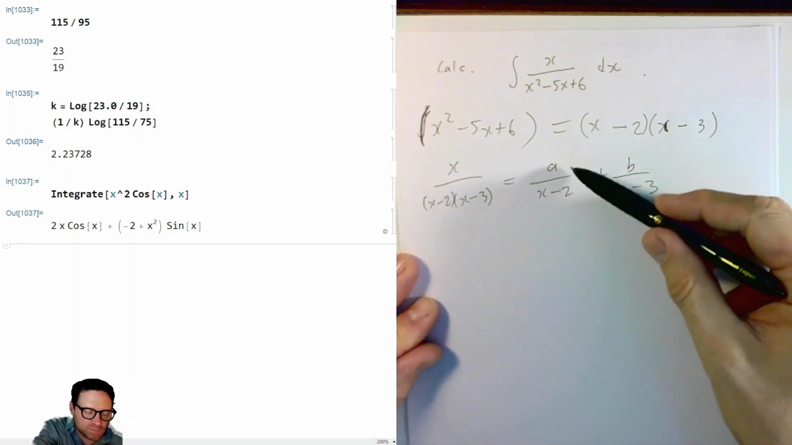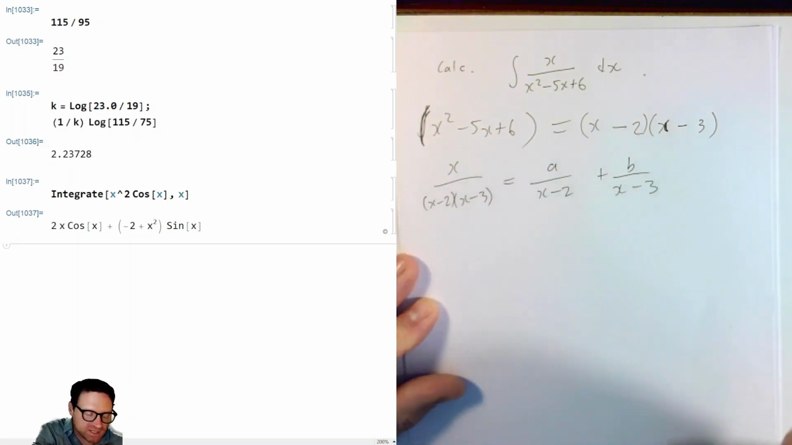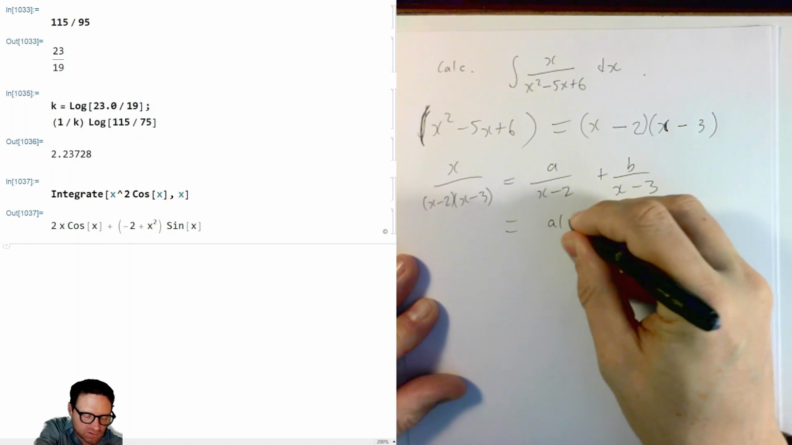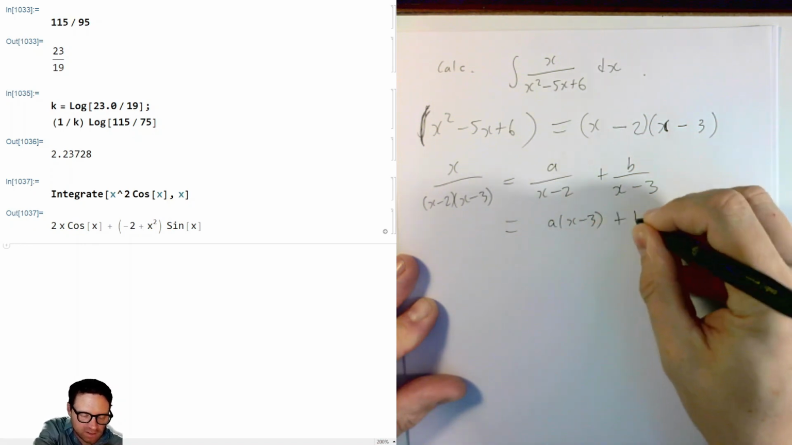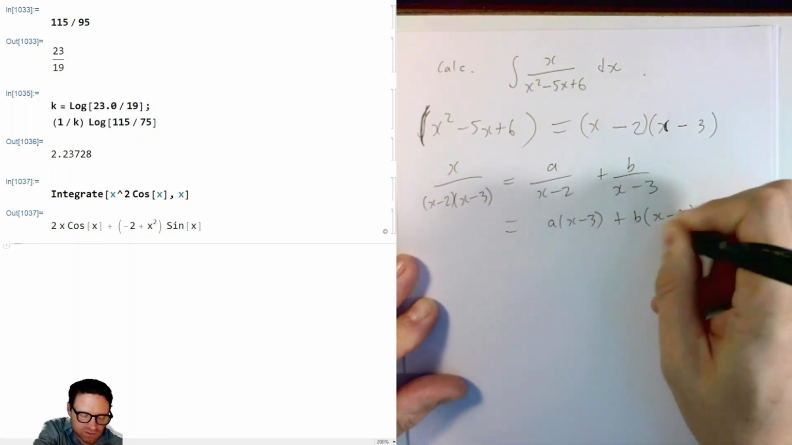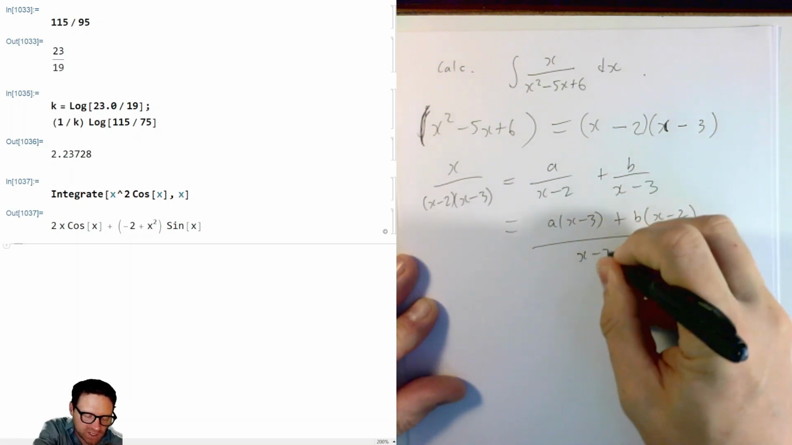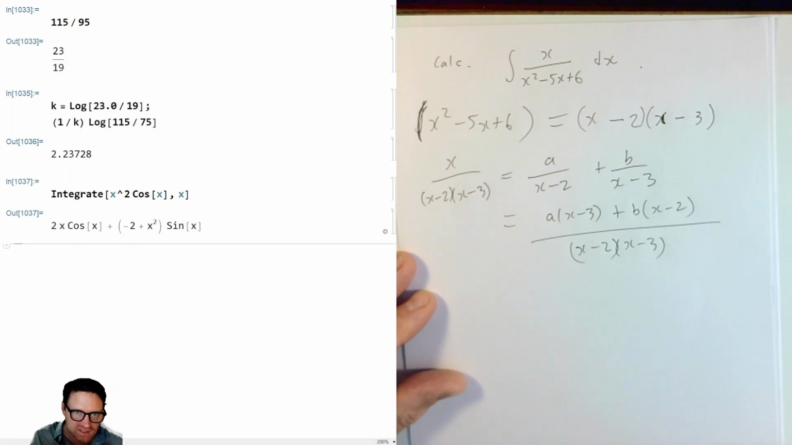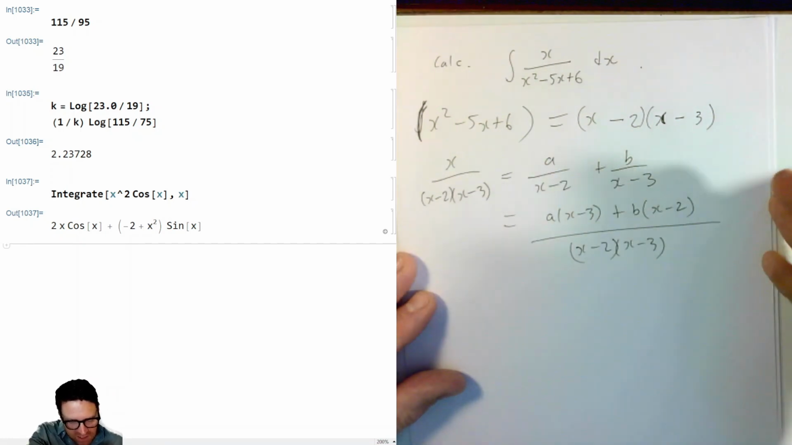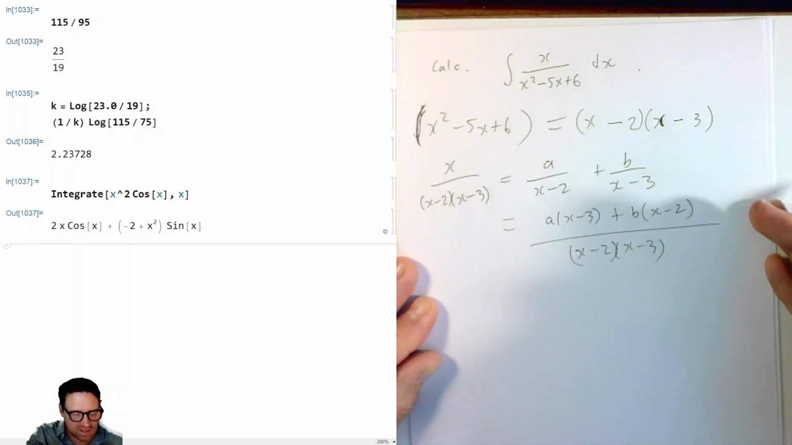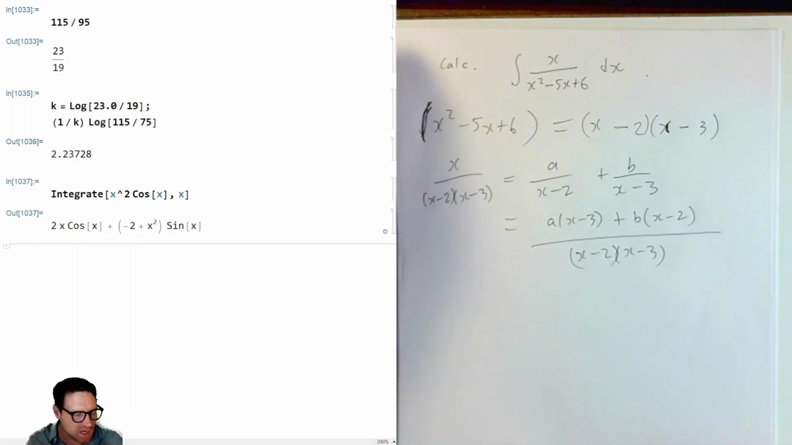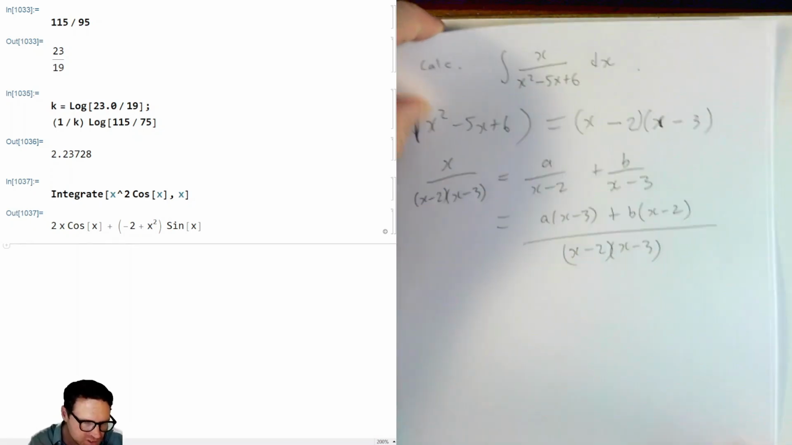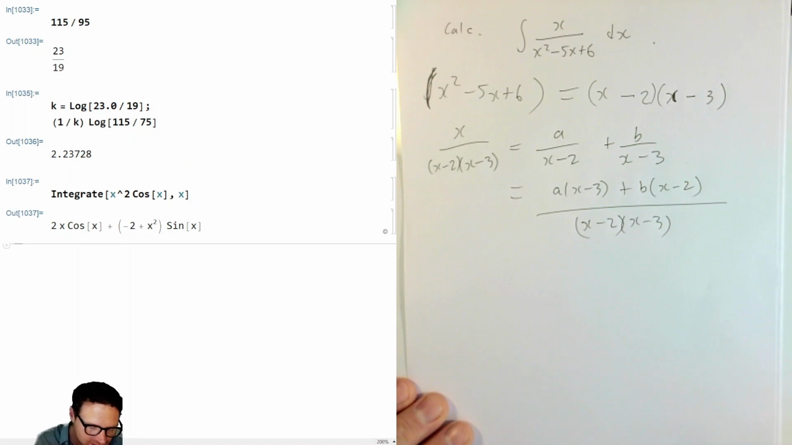Alright, so we multiply the left one on top and bottom by x minus 3. So we have a times (x minus 3) and then plus b times (x minus 2), and that's all over (x minus 2)(x minus 3). Okay, so to do this, now I can expand and collect like terms and then solve for a and b in a system of simultaneous linear equations, but I don't want to because there's an easier way to do this.